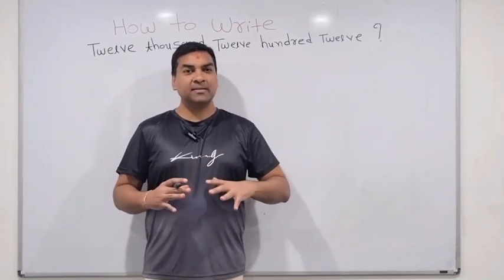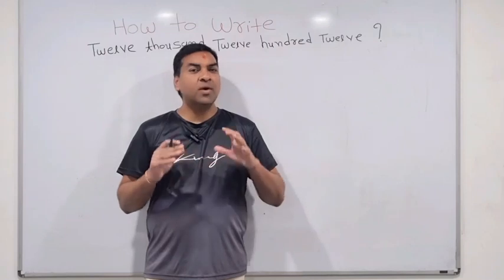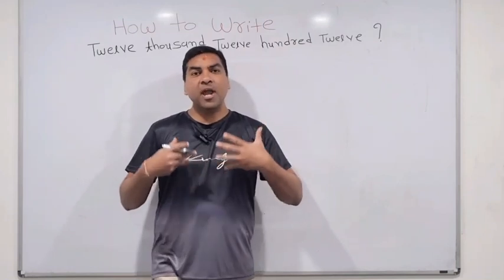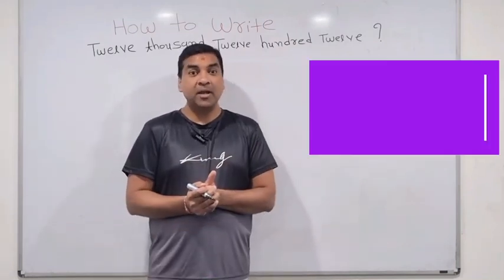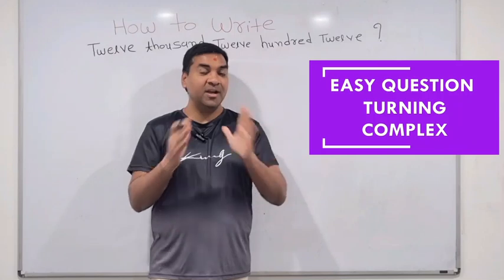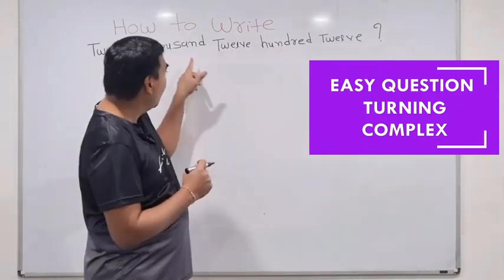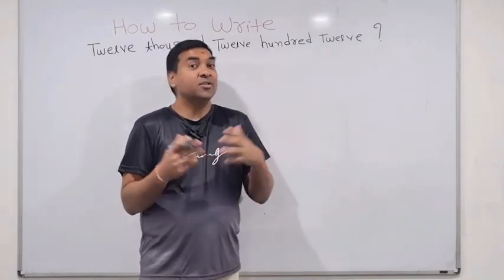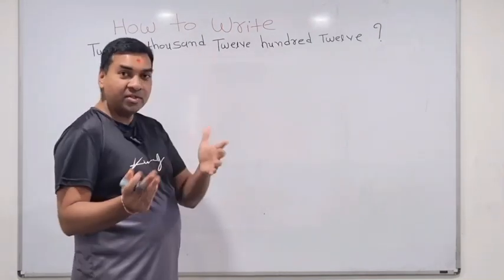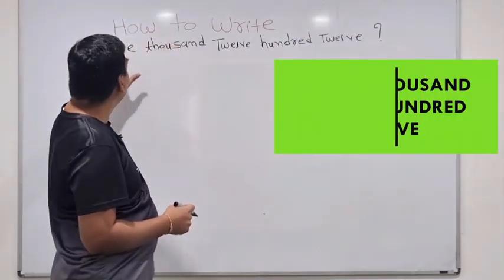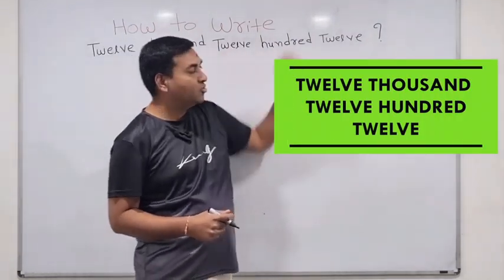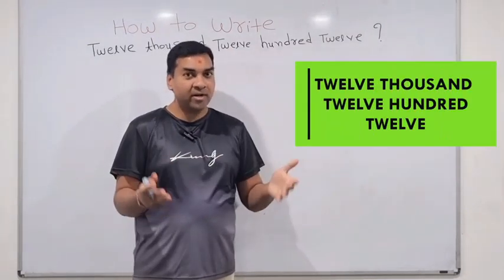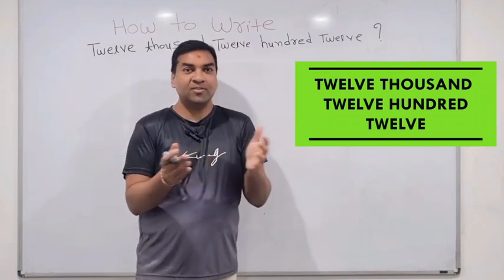Friends, in maths, sometimes some questions look very simple and very easy to solve, but when we actually try to solve that problem, it can turn out to be super challenging. And today, I came with one such question which looks super easy, but it is super complex. So the question is, how to write down 12,1212? You may tell like, oh, that's super easy.